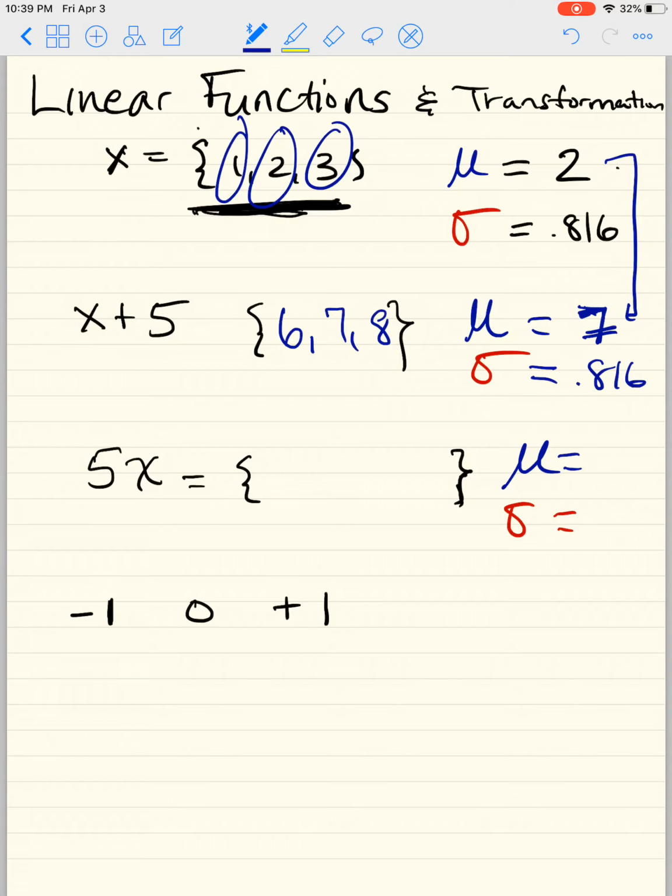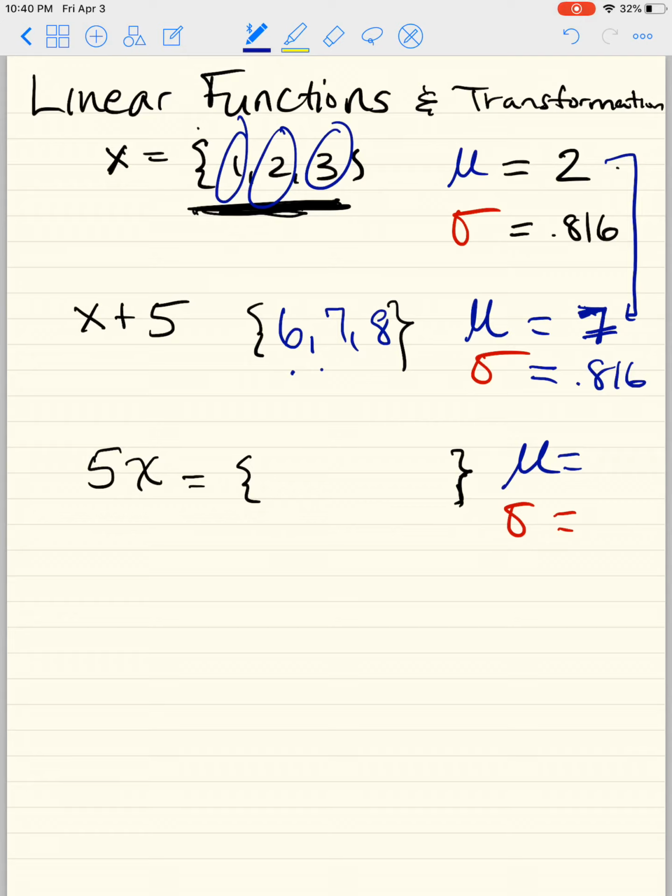The distance from the average would be the standard deviation. So the distance between 6 and 7 is -1 as well. From 7 to 7 is 0, and from 8 to 7 is +1. And what you notice is, if this standard deviation gave us 0.816, this should give us the same thing. So actually, only the average changes by the constant, but the standard deviation never changes when you're adding a number. What happens when we multiply a number?